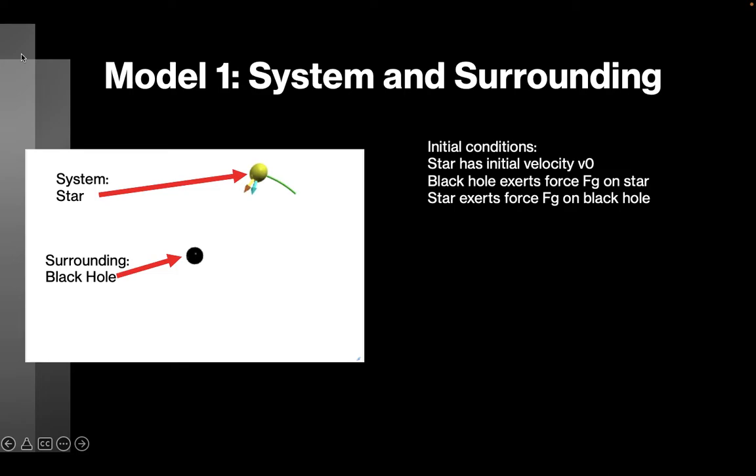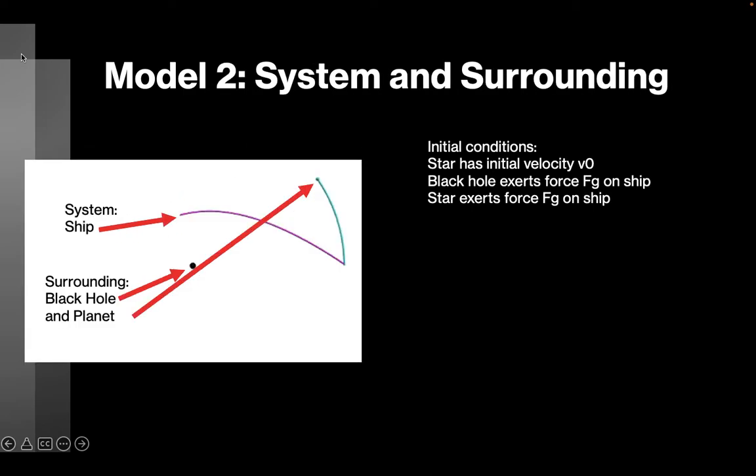Model 1, this system was the star and our surrounding was our black hole. The initial conditions were that the star had initial velocity v naught and the black hole exerted a force of Fg on the star, and the star exerted the same force of Fg on the black hole.